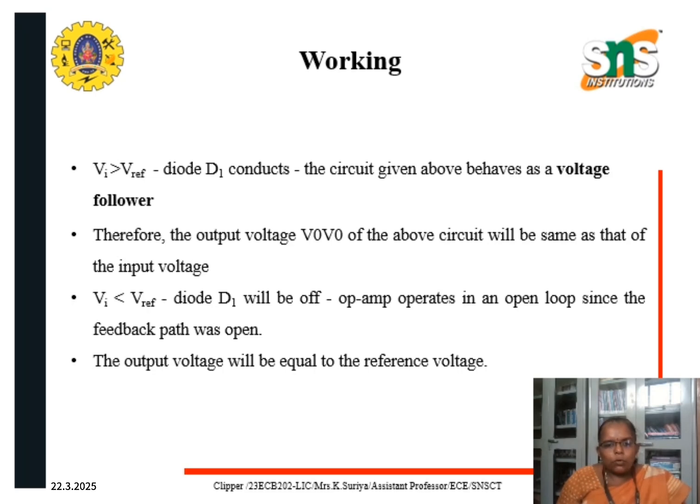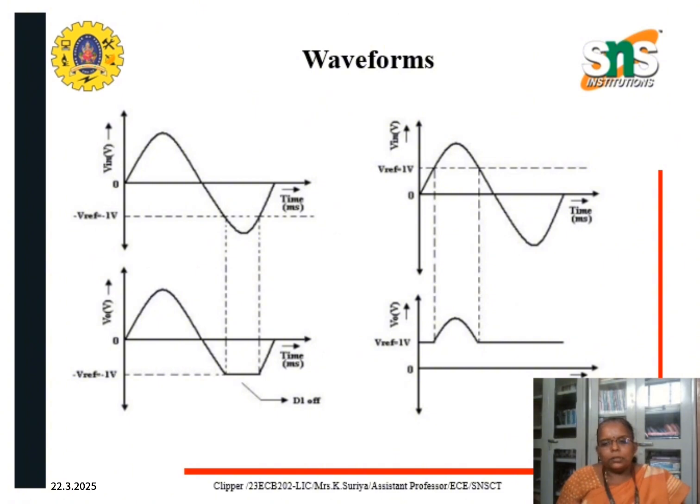If the input voltage is less than the reference voltage, then the diode will go to the off state. Then the op amp will operate in the open loop configuration, since the feedback path is open. Therefore, the output voltage of the circuit will be equal to the reference voltage if Vi is less than V reference. This is the waveform for the negative clipper.